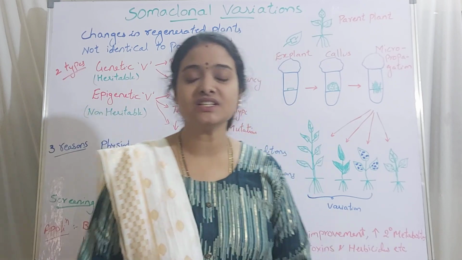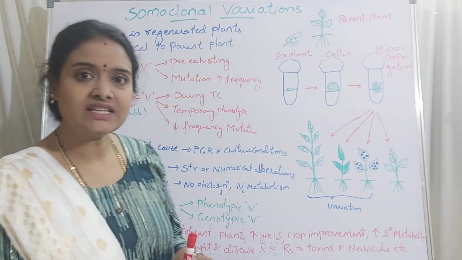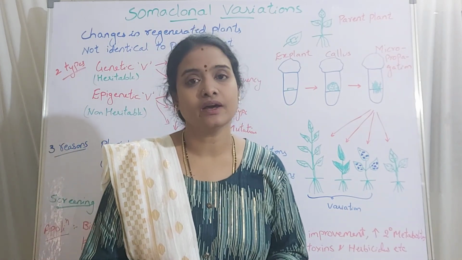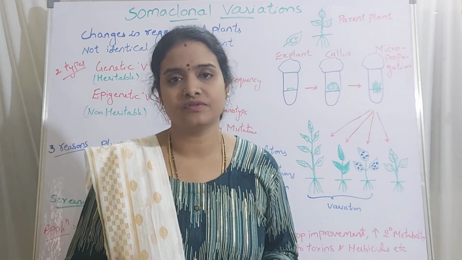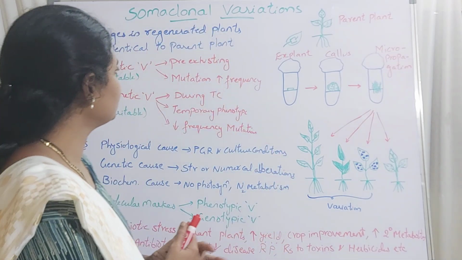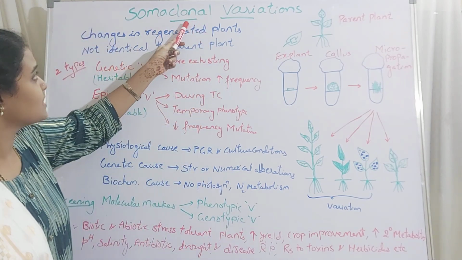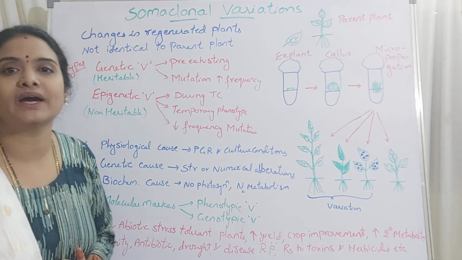So today we will discuss somaclonal variations. Why do these variations occur, what is the reason, and whether this character is a beneficial or a harmful process. First, the name somaclonal itself implies that the cells or the plantlets are produced from the somatic cells.